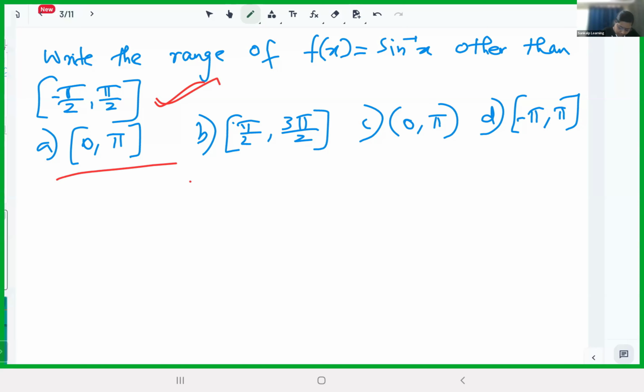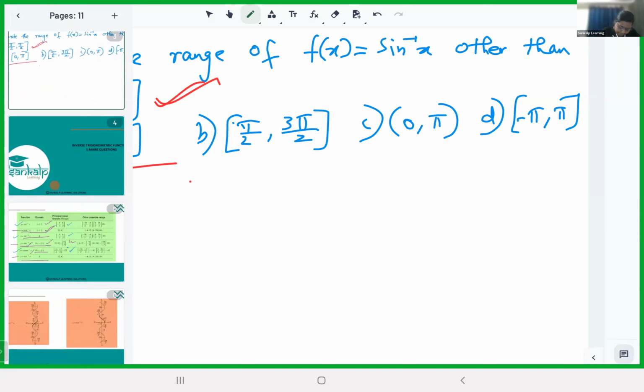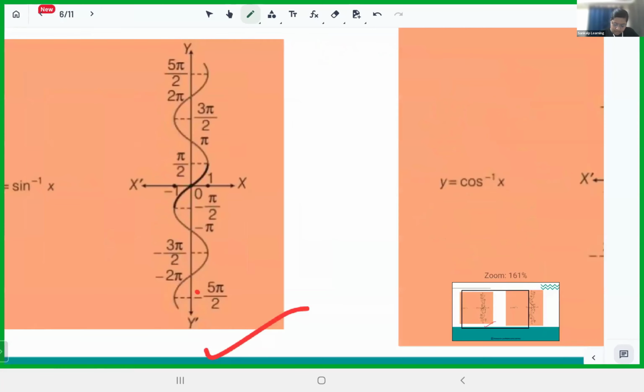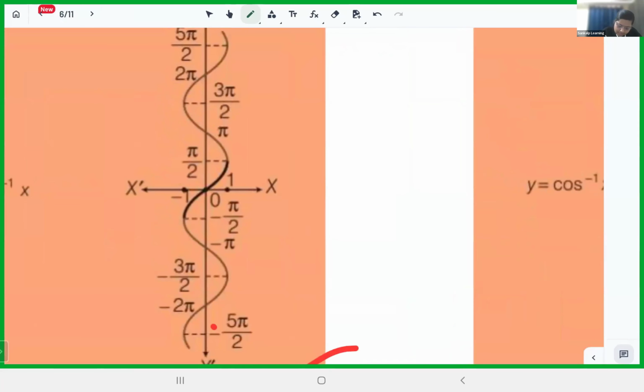If I explain it with the help of a graph, here you can see this is a graph of the sine inverse function, sine inverse x. Here we have marked the principal value branch. This is the principal value branch; it varies from minus pi by 2 to pi by 2. How did we get that interval? In that particular interval, we can see that the function is one-one and onto, so we can say that it is invertible. That's why sine inverse x exists in that particular interval.